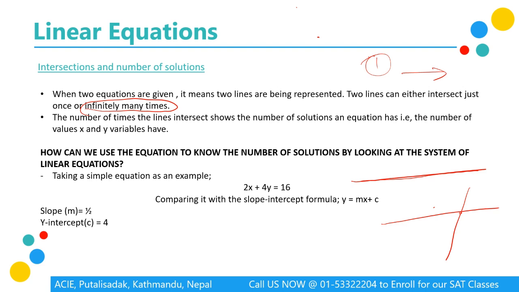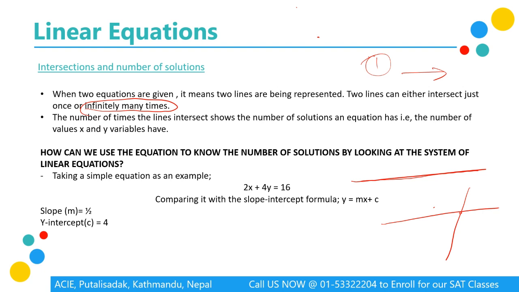The number of times the line intersects shows the number of solutions an equation has. That is the number of values of x and y the variables have. I've already explained this. Now, how can we use the equation to know the number of solutions by looking at the system of linear equations?